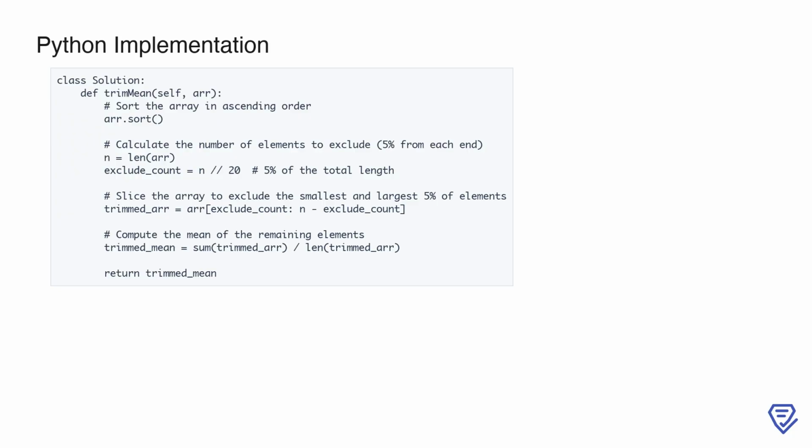This solution is efficient with a time complexity of O(n log n) due to sorting and is straightforward to implement. It handles all edge cases as the problem guarantees that the array contains at least 20 elements, ensuring the 5% calculation is always valid. The code is concise and easy to understand, making it suitable for production use.